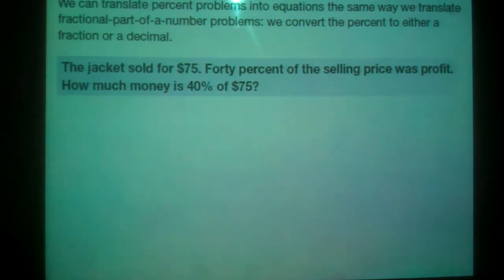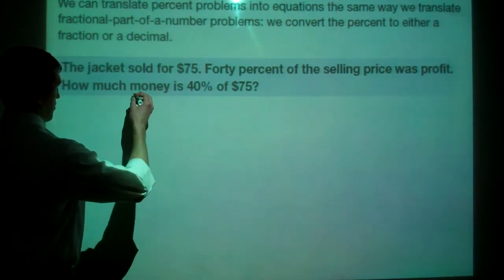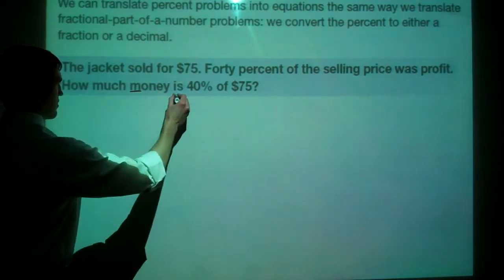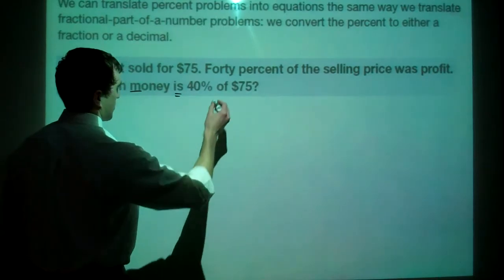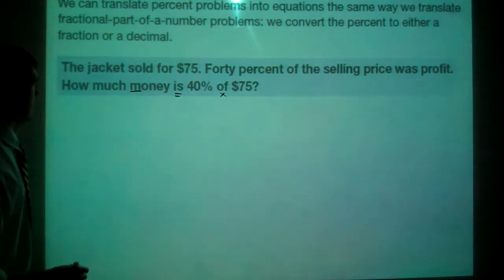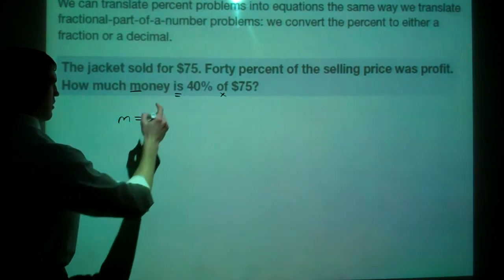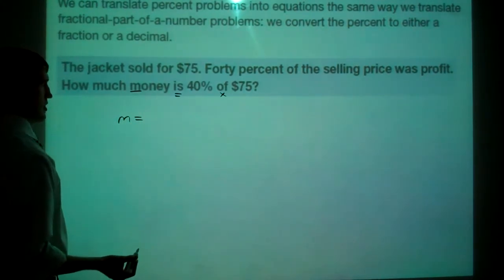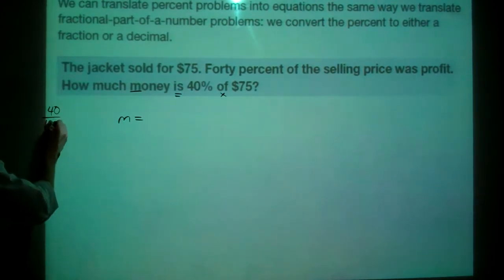The jacket sold for $75. 40% of the selling price was profit. How much money is 40% of $75? So we're looking for how much money is 40% of 75. So "of" is multiplying. So really we've got m equals 40%. If we turn it to a decimal, remember as a fraction it's 40 over 100.